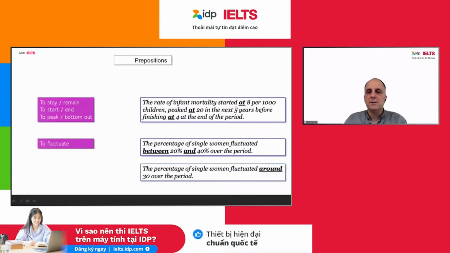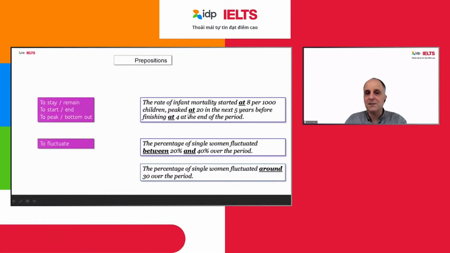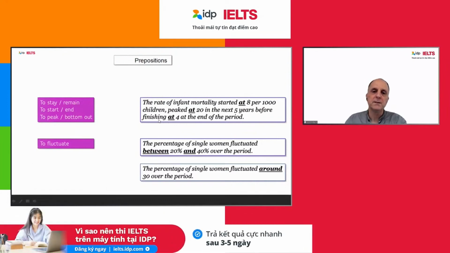So remember, when it doesn't change, it started at, peaked at, or a peak of, okay? Reaching, finishing at. We've got our fluctuation between and. The percentage fluctuated around that particular number as well.